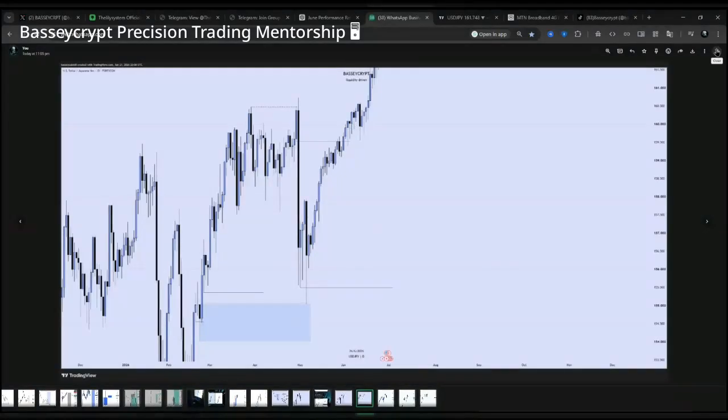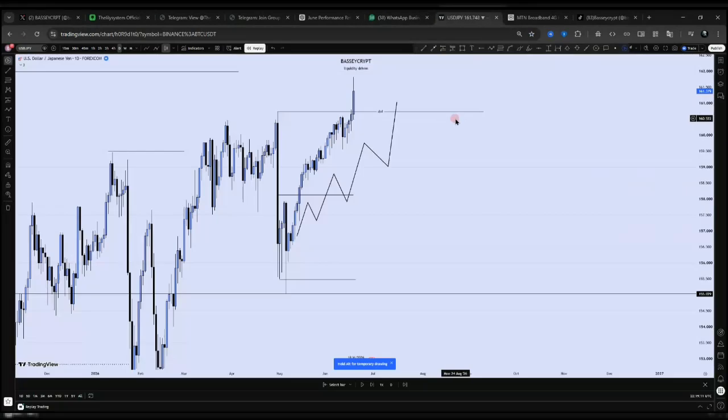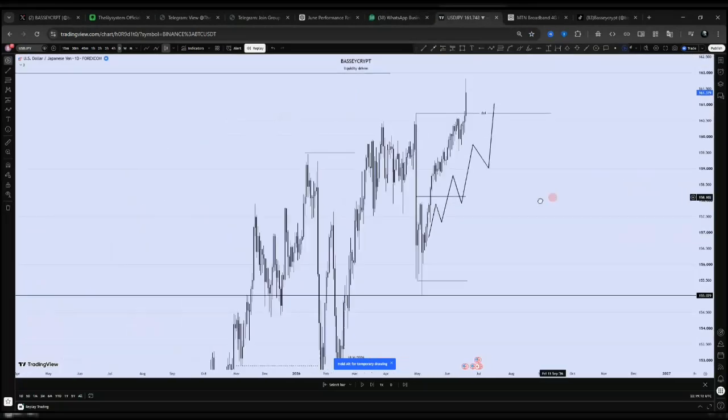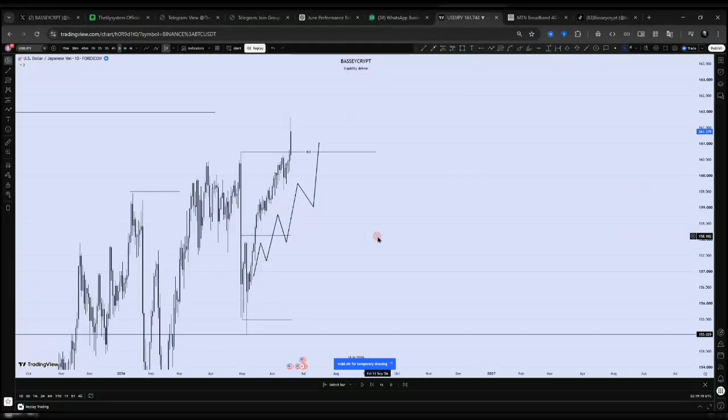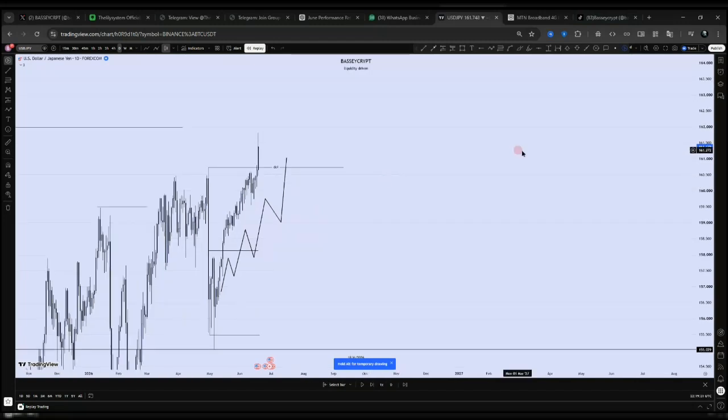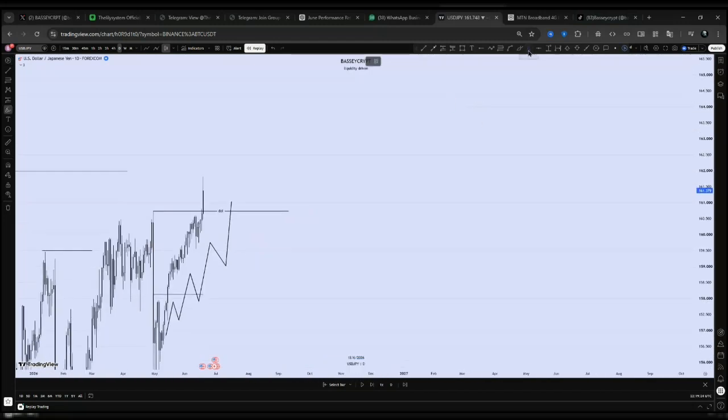So basically, how do you get the entries? Getting the entries, I have to pay attention to my confirmation entries. It depends on what I'm seeing in the market. What I want to see is price giving me 3 rules. This is my 3 rules for confirmation entries.